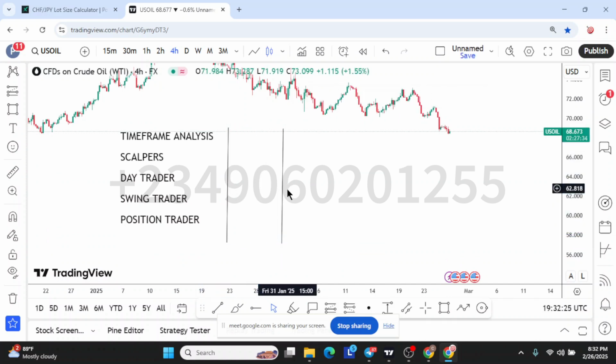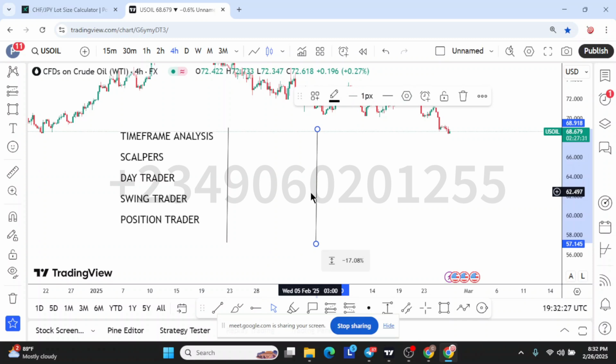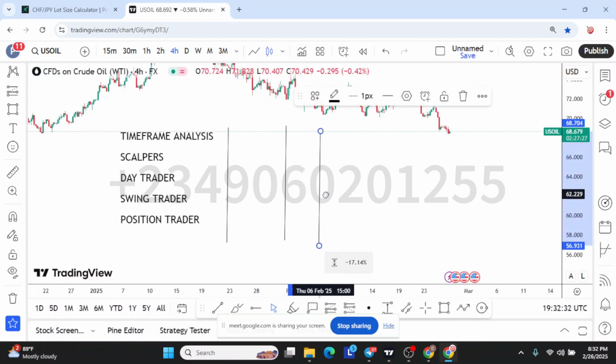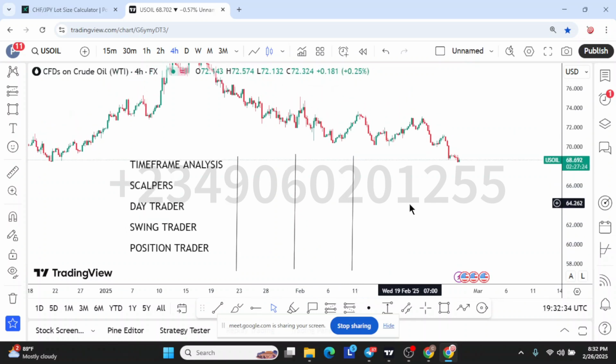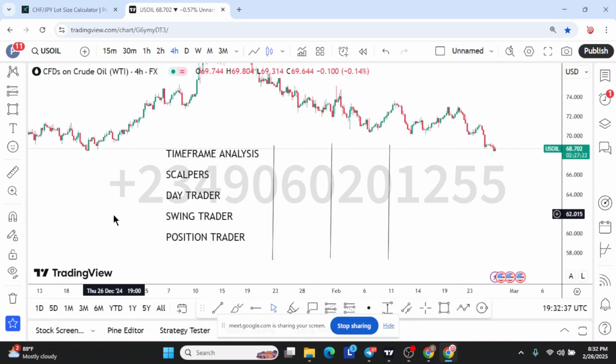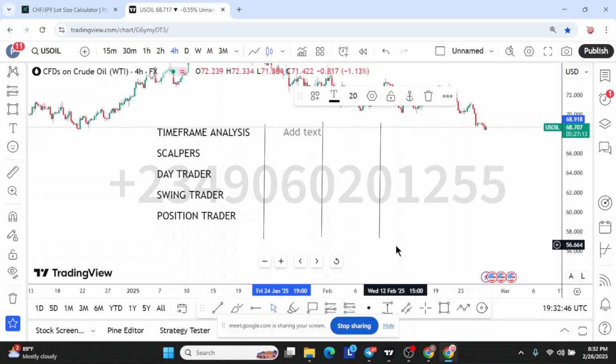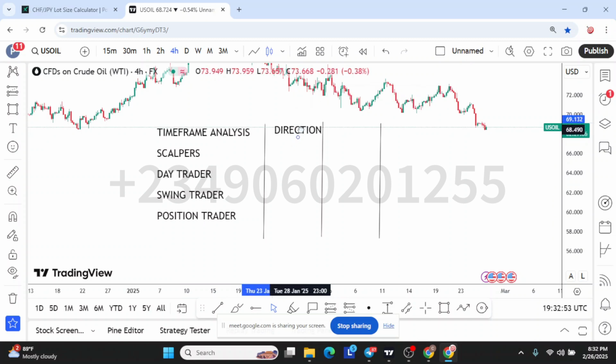So let me split this in 3. Okay, now when it comes to time frame, tá bá fẹ́ lo time frame, we need 3 time frames. Akọkọ, I need the time frame to máa point the direction of the market fún wa. That is the first thing I need.